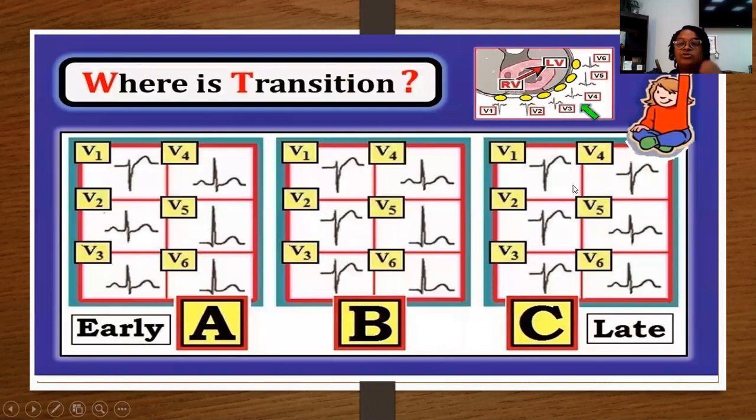And if you're still not sure, you can ask Miss Annie here. She's got her hand up, she knows the answer. And here she's showing us it's right between V3 and V4. That's when you should see that area of transition.